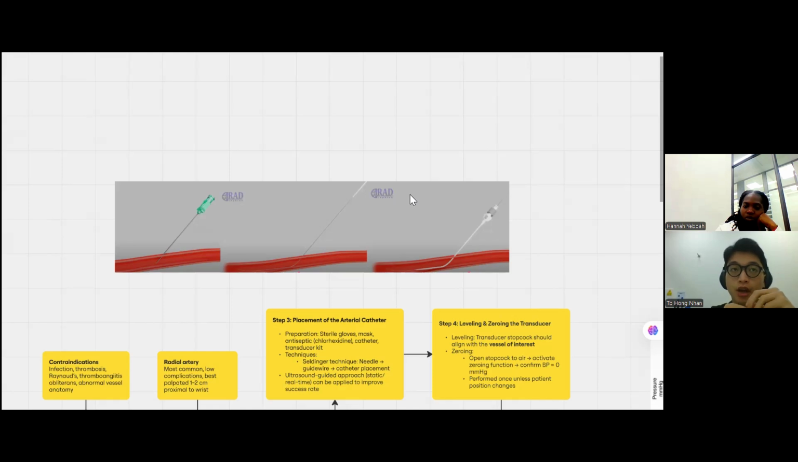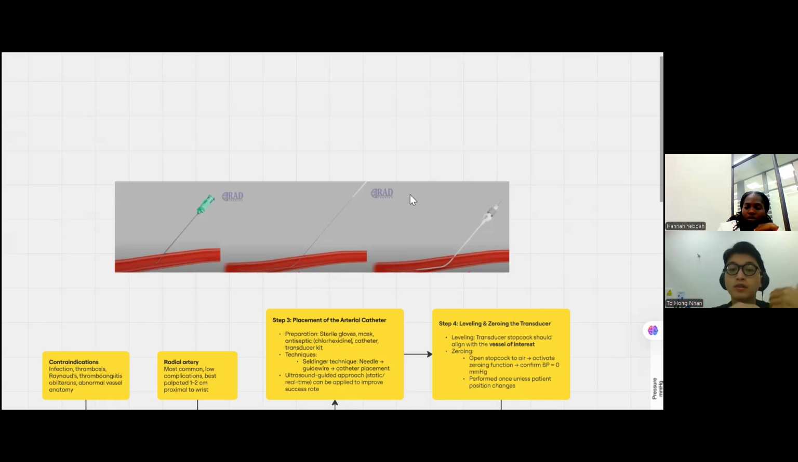Sometimes for certain patients with obesity or edema, when it's hard to locate the artery, an ultrasound-guided approach can also be implemented. It can be either static or real time. Static is when we only use ultrasound once to confirm the location of the artery, and then we do the insertion. Or we do real-time ultrasound, where we continuously monitor the insertion process. This improves the success rate.